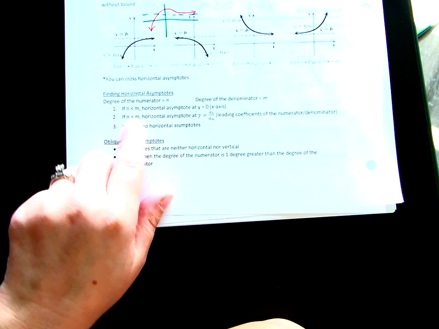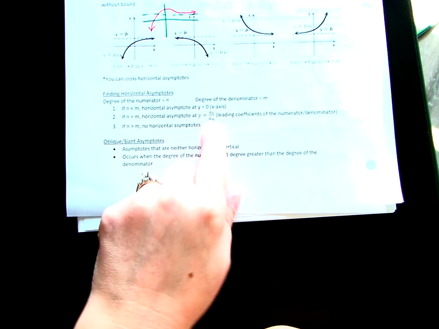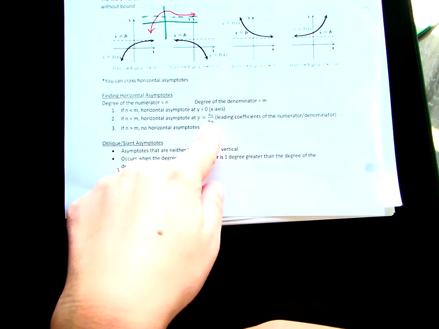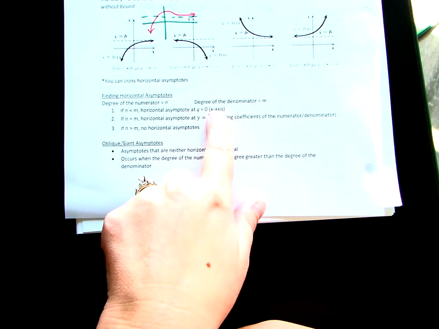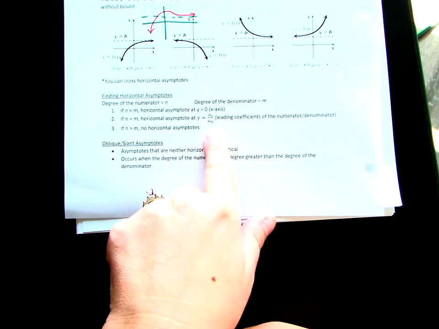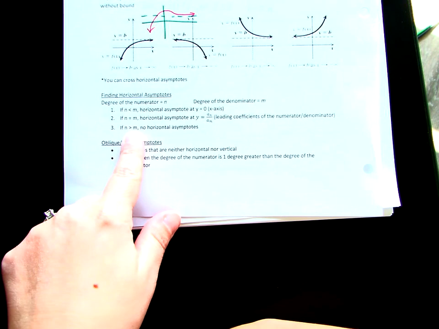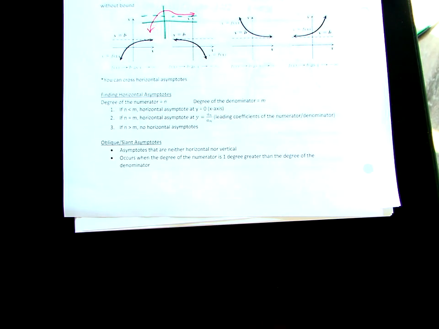If your two degrees are equal, so like you have an x squared over an x squared situation, then you're going to look at the leading coefficients of those numbers. We're going to do examples of all of these, I promise. And so y will be the ratio of those two leading coefficients. If the top is greater than the bottom, then there are no horizontal asymptotes at all. So those are the three cases: if the top is greater, if the bottom is greater, or if they are equal.